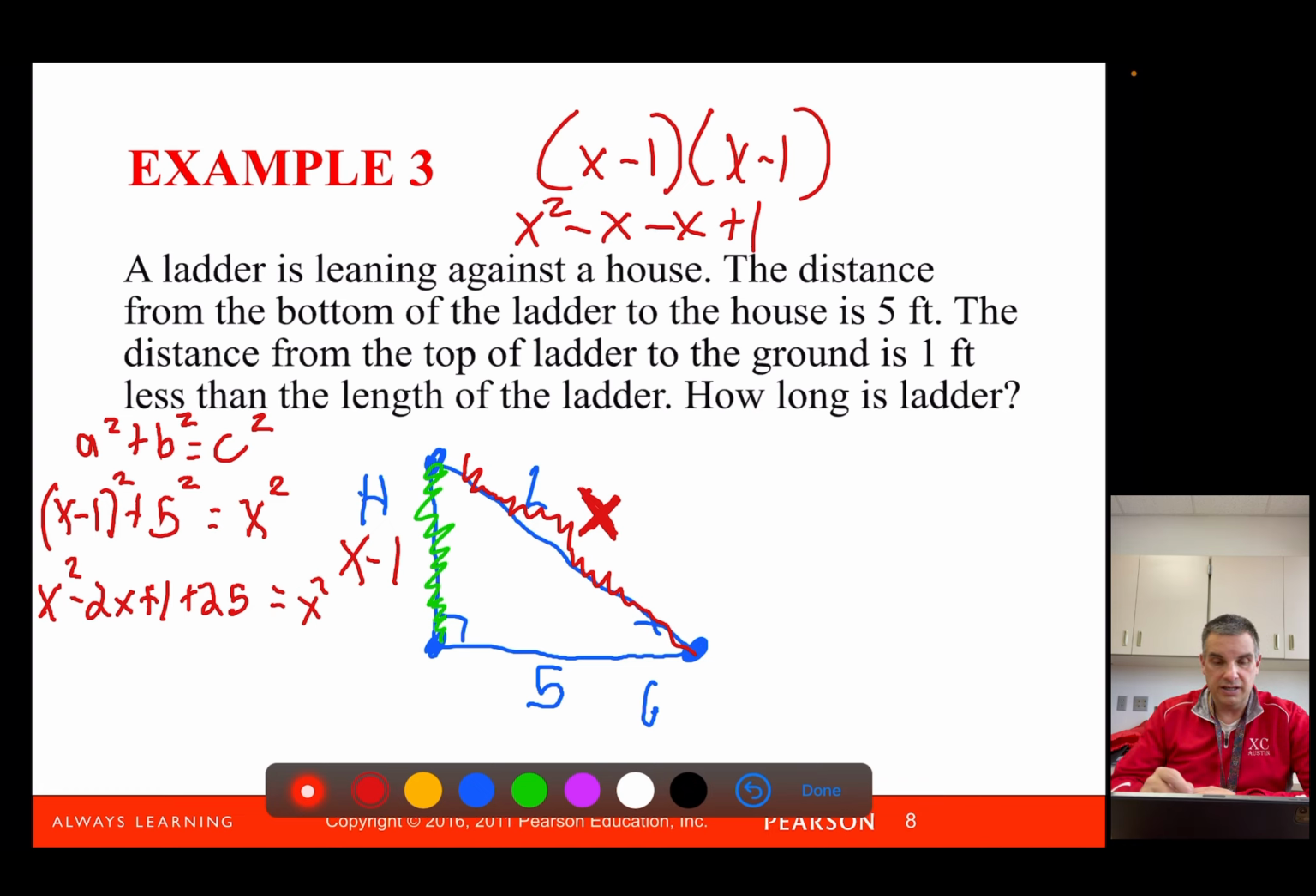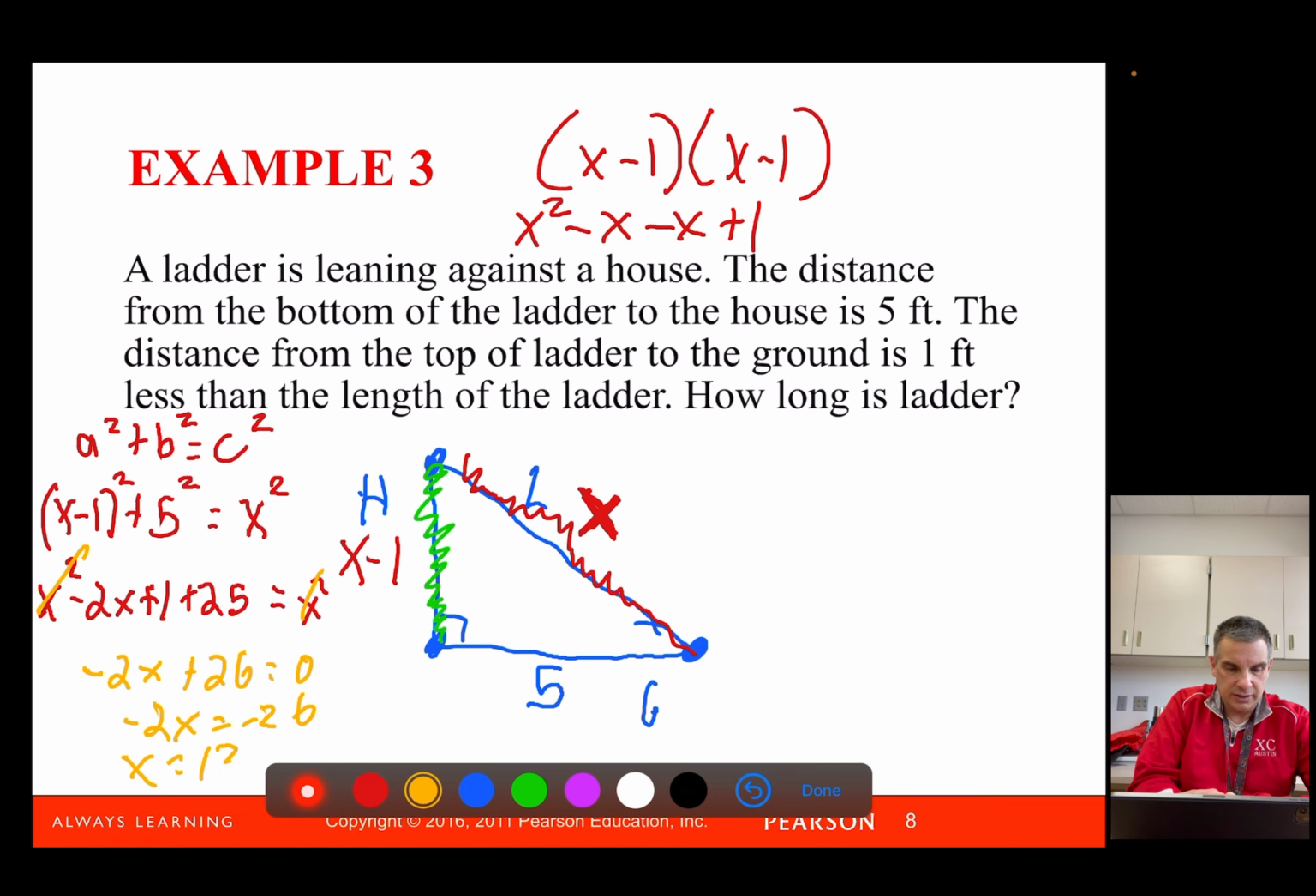Now we're going to solve this. You notice we've got an x squared on both sides, so the x squareds are going to cancel each other out. That leaves us with negative 2x plus 26 equals 0. Move the 26, so negative 2x equals negative 26. x is equal to 13.